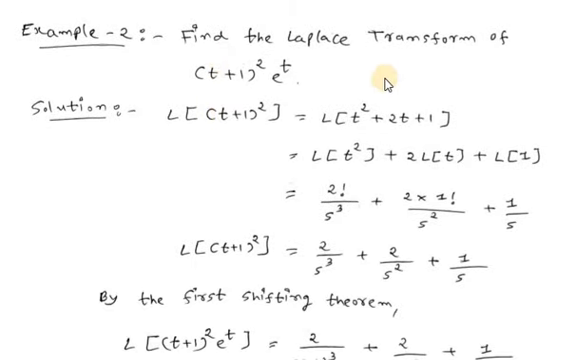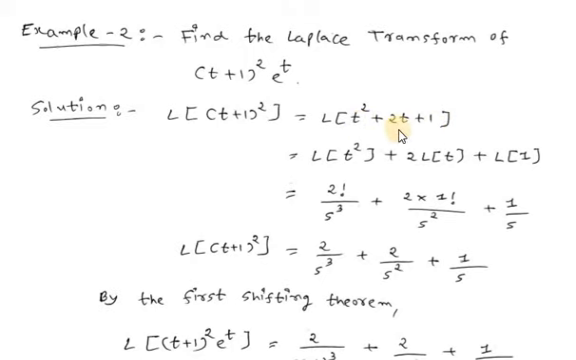We have to find out the Laplace transform of t plus 1 the whole square e raised to 1t. So first of all, what we will do, we will find out the Laplace transform of t plus 1 the whole square, and in that function of s we will replace s by s minus 1. So first of all, Laplace of t plus 1 the whole square, applying the formula of a plus b whole square, that is a square plus 2ab plus b square. So it will become t square plus 2 ones are 2 into t, 2t plus 1 square is 1.